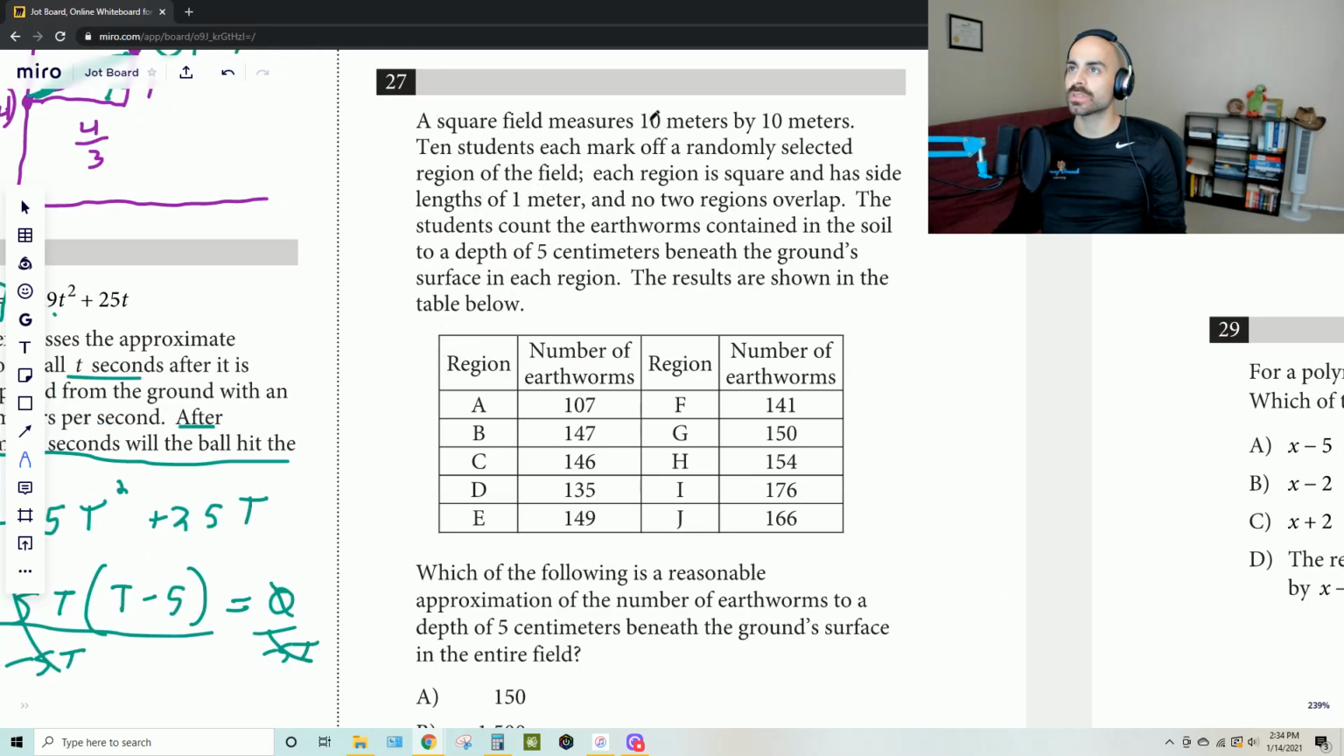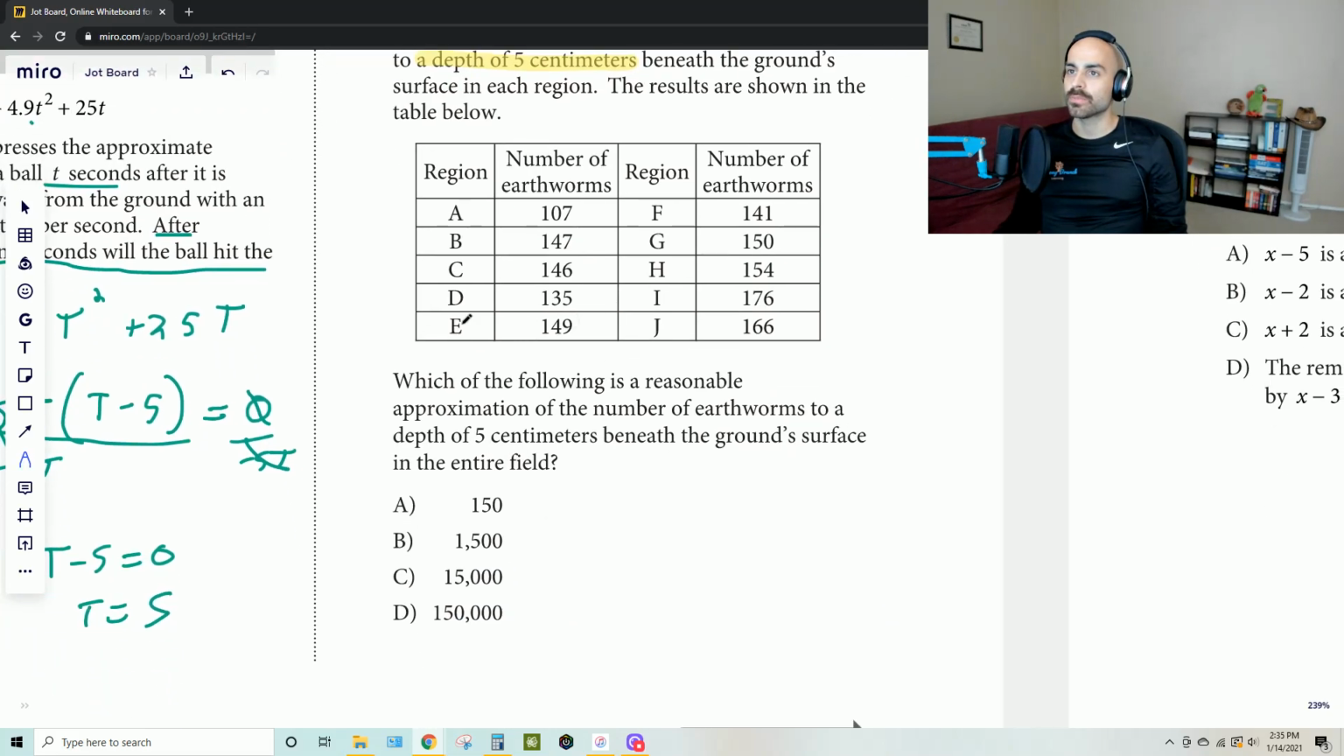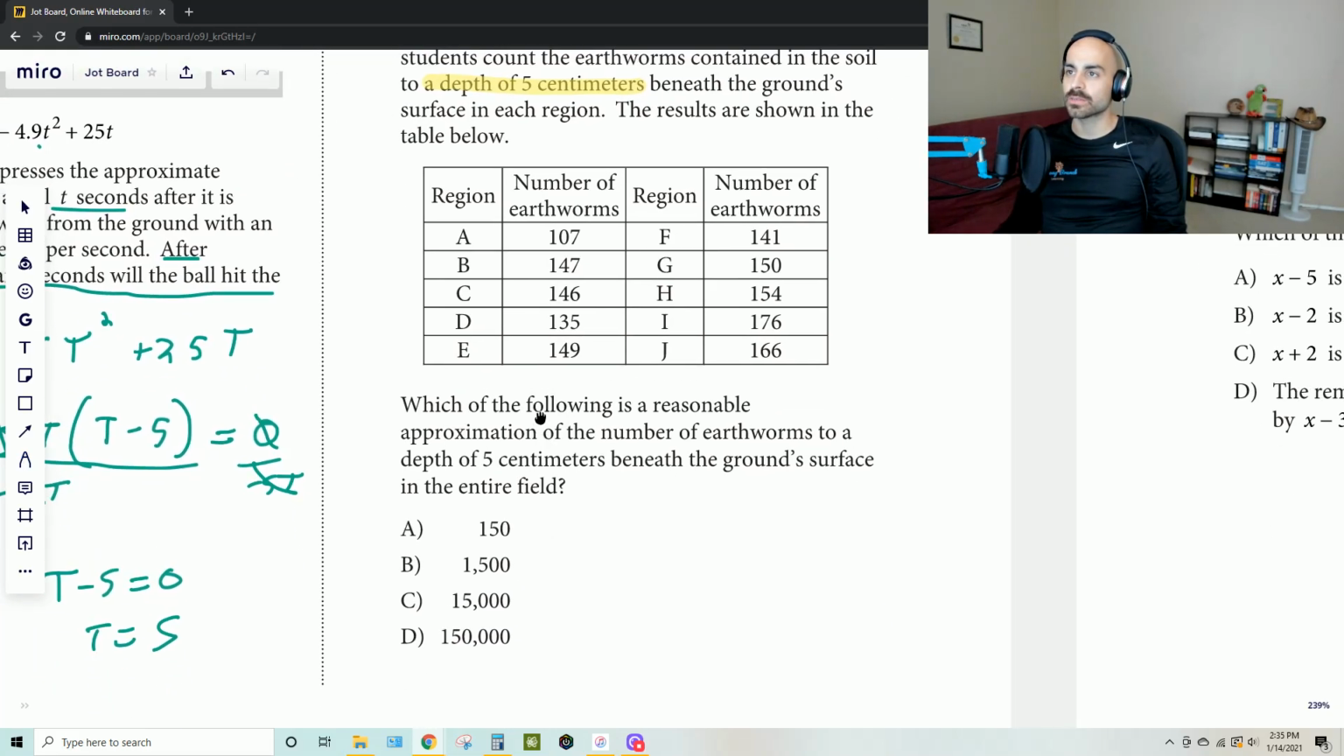A square field measured 10 by 10 meters. 10 students each mark off a randomly selected region. Each region is a square and has side lengths of 1 meter with no regions overlapping. The students count the earthworms contained in the soil to a depth of 5 centimeters beneath the ground surface, blah, blah, blah. Which of the following is a reasonable approximation of the number of earthworms to a depth of 5 centimeters beneath the ground surface in the entire field? Okay, beneath the ground surface of the entire field.